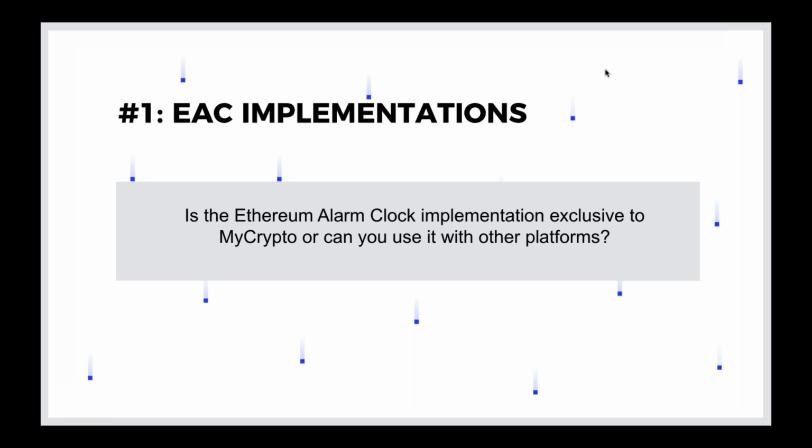The Ethereum Alarm Clock is a protocol that enables scheduling transactions for the future on the Ethereum blockchain. So having Ethereum in its name, we can clearly see that the Ethereum Alarm Clock works on the Ethereum blockchain. And of course, we have worked closely with MyCrypto to get this scheduling functionality implemented within the MyCrypto wallet. So we have built an integration layer between the Ethereum Alarm Clock protocol and the MyCrypto wallet.